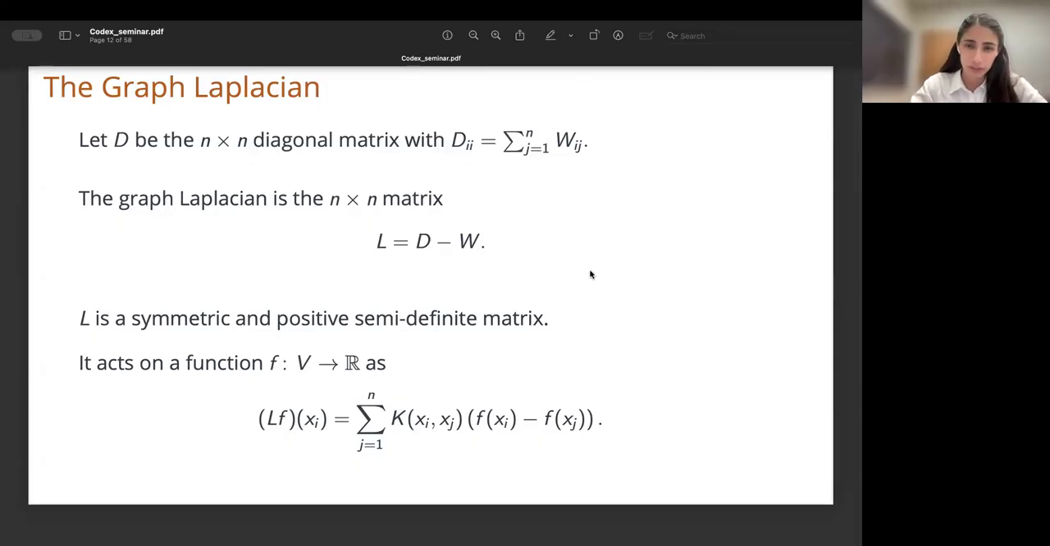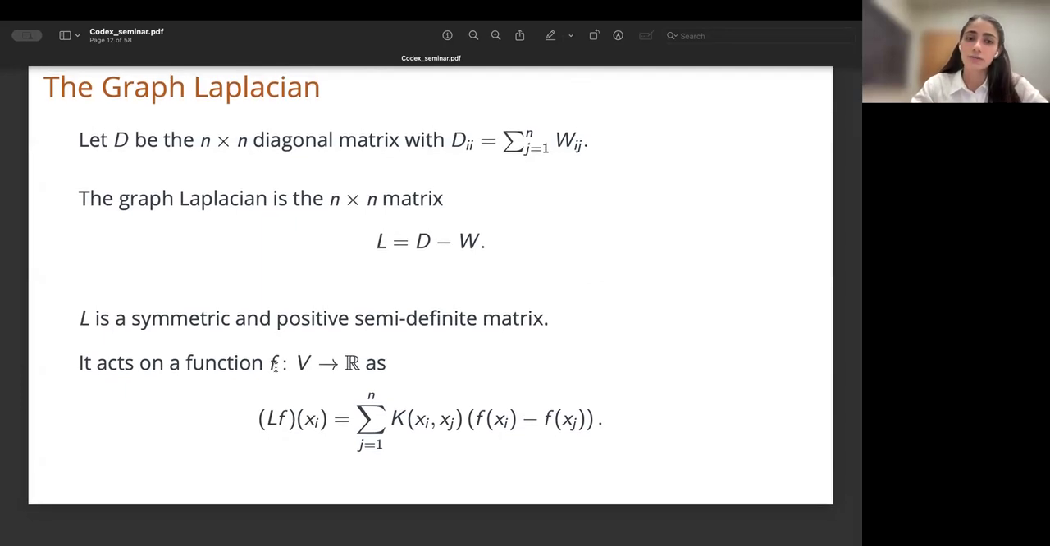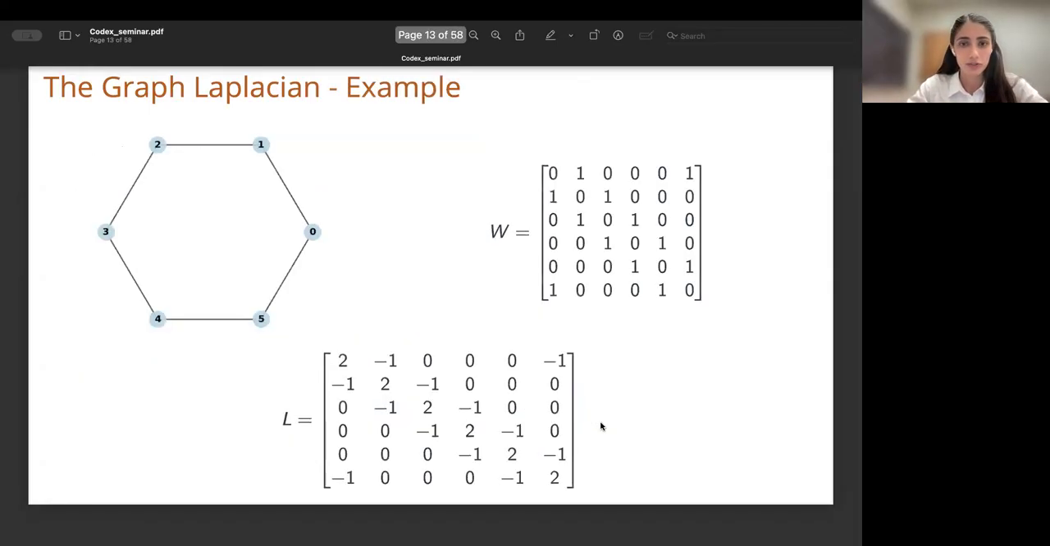So we have the matrix definition of the graph Laplacian, but we can also give a functional definition where we see that it acts on a function defined on the vertices by this formula. And what this is doing is that we're taking weighted averages of the function at the point and its neighbors. So let's take a look at an example. Here we have a cyclic graph.